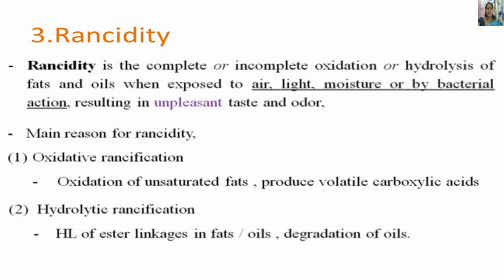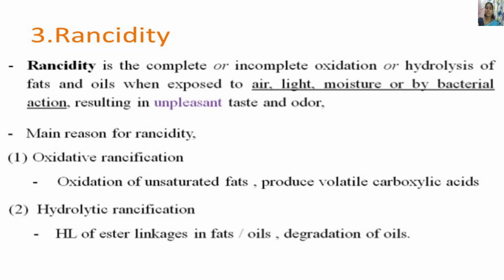Third chemical property, they undergo rancidity. Rancidity is the complete or incomplete oxidation or hydrolysis of fats and oils, when exposed to air, light, moisture, or bacterial action, resulting in unpleasant odor and taste. The main reason may be oxidative rancidity. Oxidation of unsaturated fats produces volatile carboxylic acids, which leads to the formation of unpleasant smell.